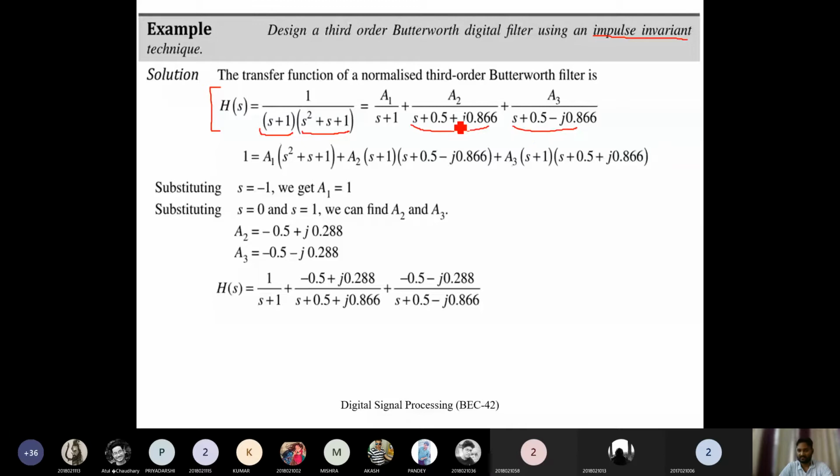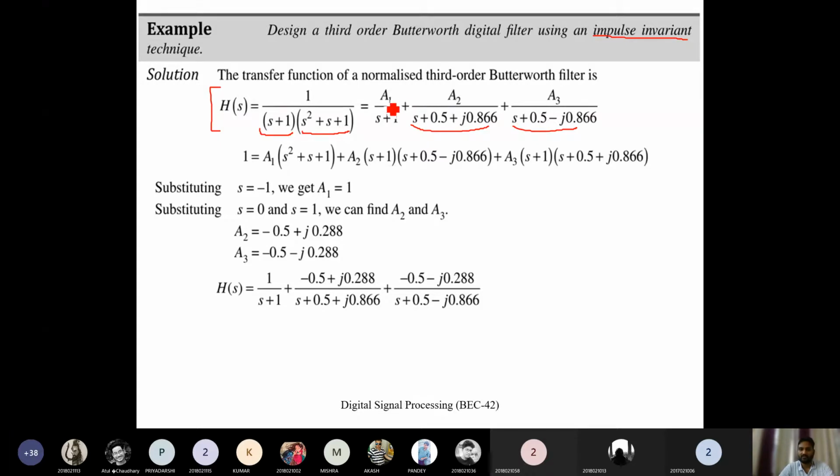If this is one pole and this is another pole, after combining we can write it like a2s plus a3 over the quadratic term. Or we can make a fraction by finding out the roots of s square plus s plus 1, and after taking the roots, we will be factorizing in this way also. It will be quite simple.